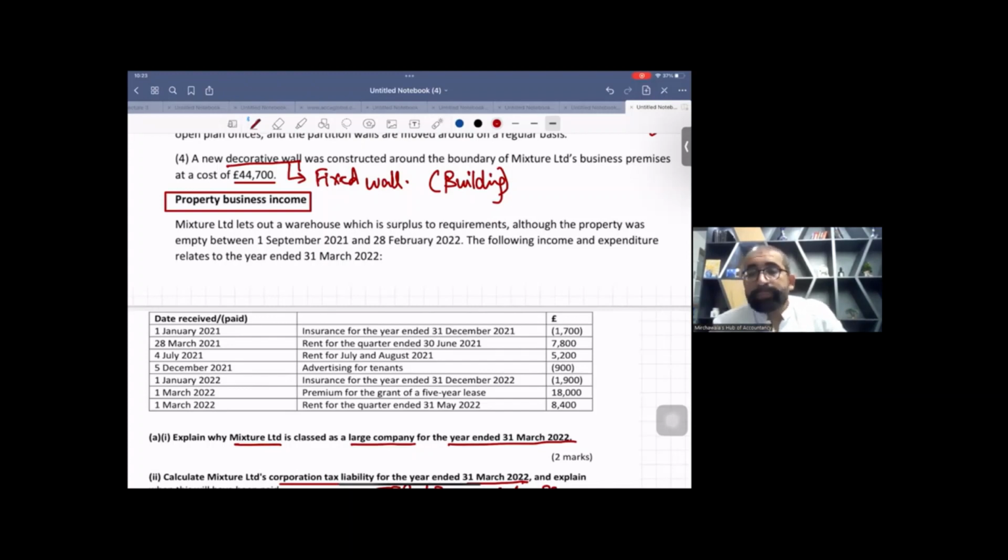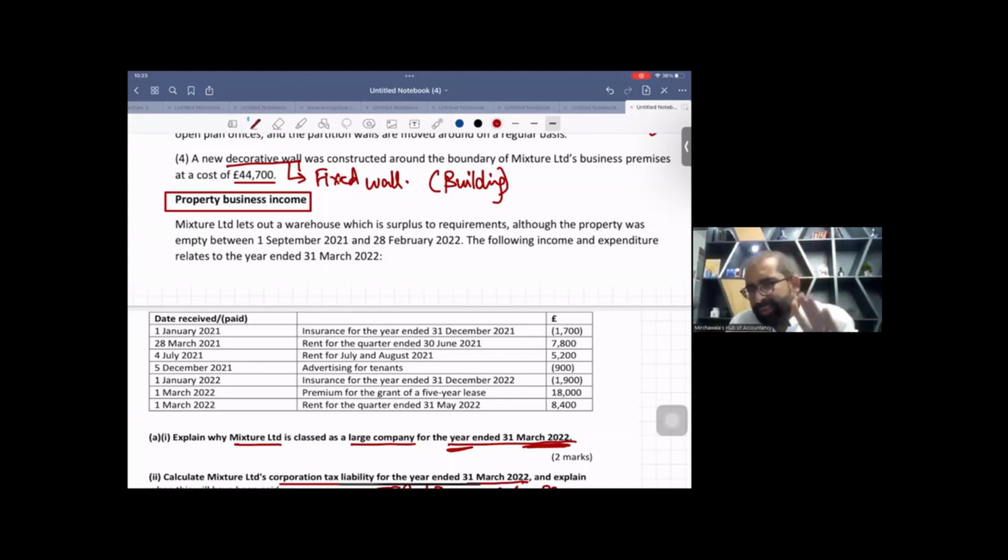And next, in companies, we compute everything for the accounting period. In this question, the accounting period ends 31st March 2022, and it's a complete year, so 12 months ending on 31st March 2022. So it must be starting in April, okay?